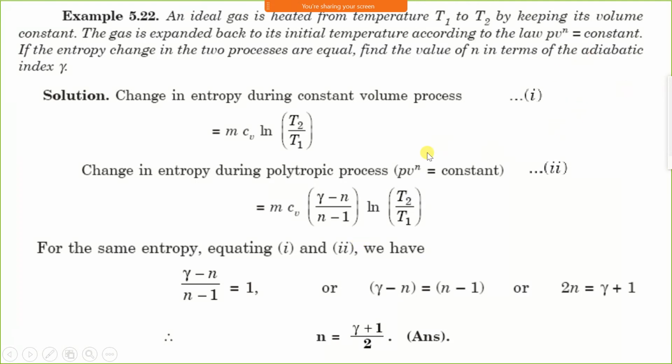Okay. This was the last problem of unit 2. We have completed unit number 2. From the next class, we will start unit number 3, in which we will see availability. In availability also, we have to deal with some equations which we have seen in entropy and the ideal gas equation. Okay.